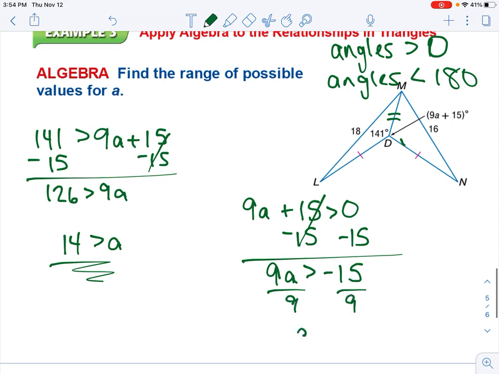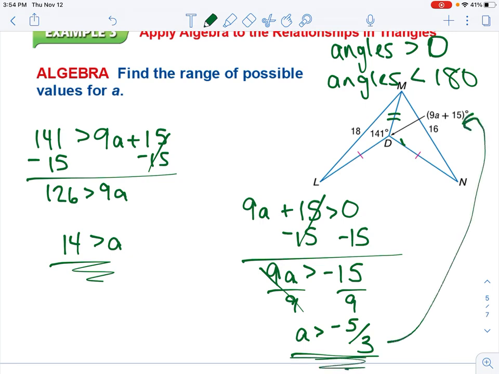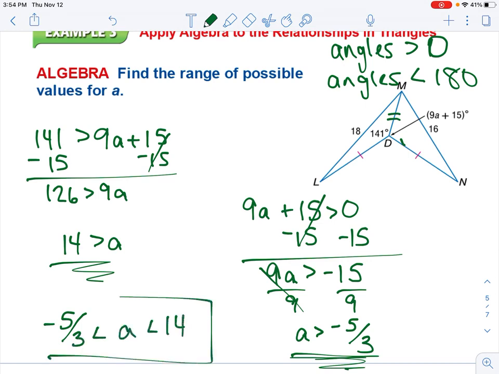Then go ahead and solve for A. Notice this time it is a fraction, it is also a negative. That is okay. Because if we were to plug that A value back in, we would get a positive degree, which is what we care about. And we can once again write these as a compound inequality. So the value of A must be between -5/3 and 14 to be true.